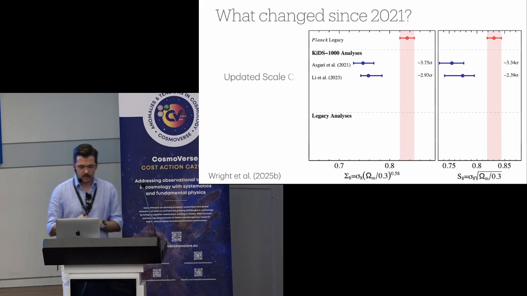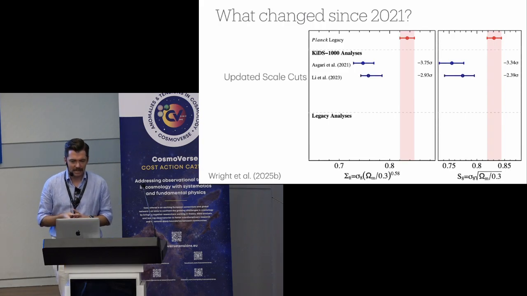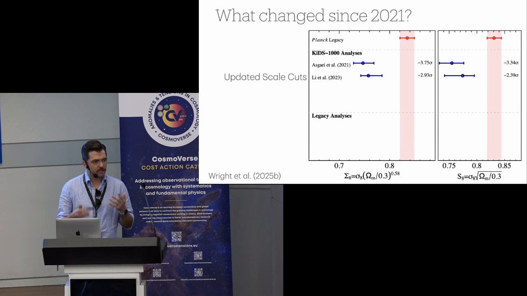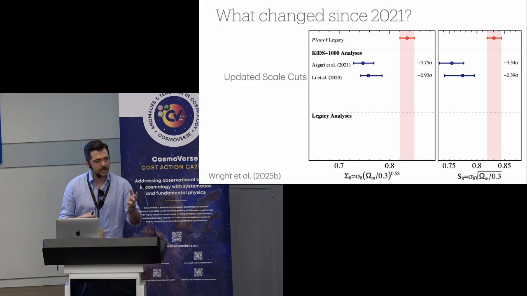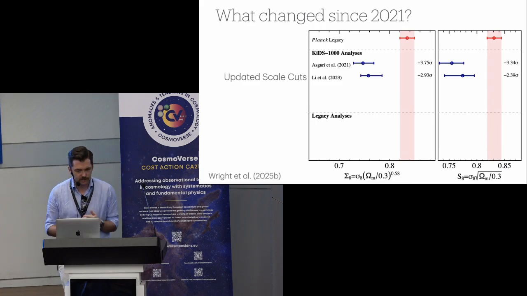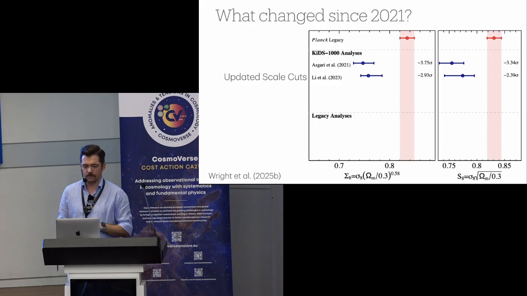There was an analysis in 2023 by Shunsheng Li et al., where he, amongst other things, updated the scale cuts that were used for Kids 1000, and that update to the scale cuts removed some of the tension with Planck and brought it down to 2.93 sigma.